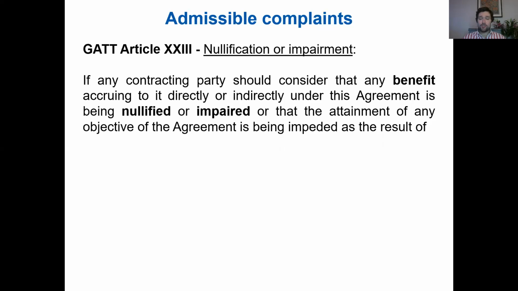So if any contracting party should consider that any benefit accruing to it directly or indirectly under this agreement is being nullified or impaired, or that the attainment of any objective of the agreement is being impeded as a result of something, then this contracting party can make written representations and then start a formal dispute. So that is how the article is framed. This is a very classical and understandable approach that is known to all of us.